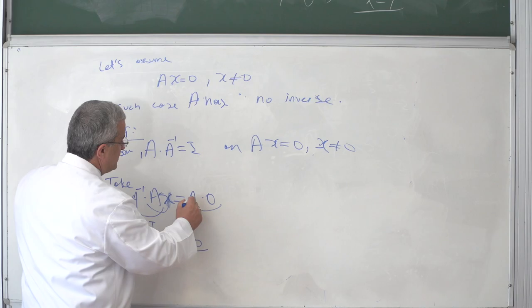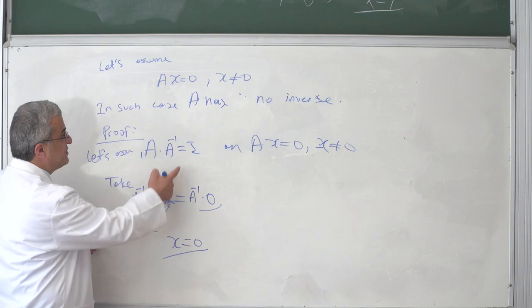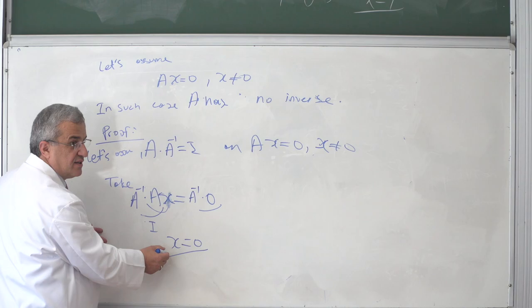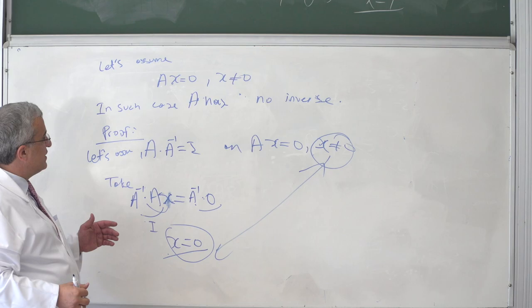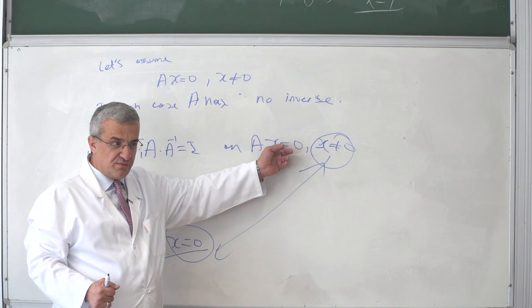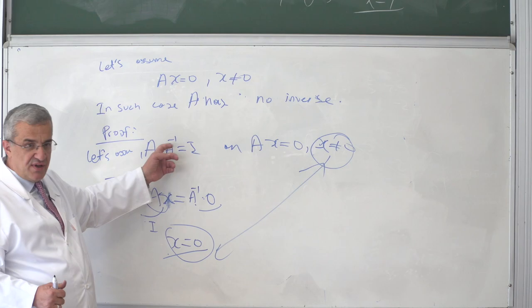So when you apply A inverse, what is it? Identity. That means this identity times X is what? X. On the right-hand side, A inverse times 0 is 0. So X is equal to 0. But we assumed it is not 0. So this contradicts. What does that mean? That means either you cannot have such an X different from 0, or, if A inverse exists, then there is no such X. Proof by contradiction. Okay?